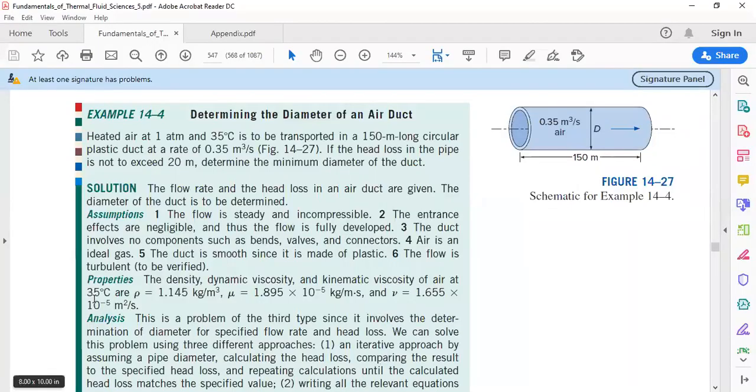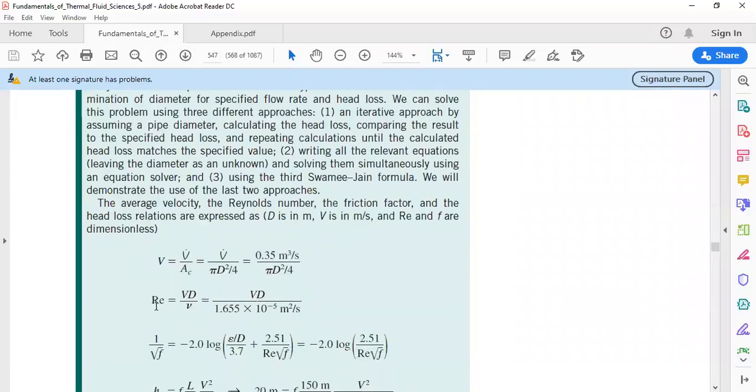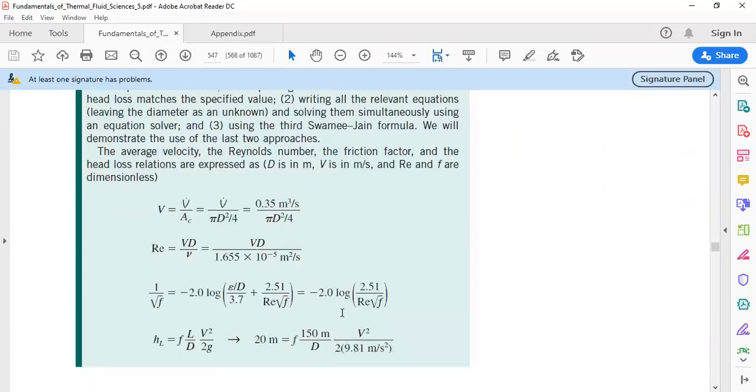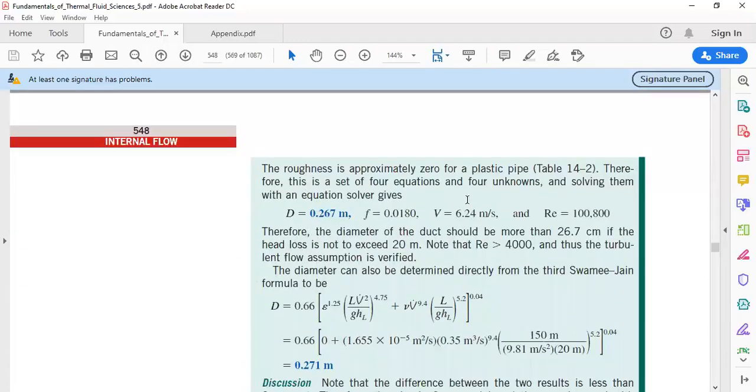For the given conditions, we get the properties: the density, the dynamic viscosity, and the kinematic viscosity for the air. In order to find the velocity, we cannot, since we don't have the diameter. Also, the Reynolds number and the friction factor are all functions of the diameter. So what do we do? We have a set of equations, 4 equations with 4 unknowns. Solving them with an equation solver gives the following.